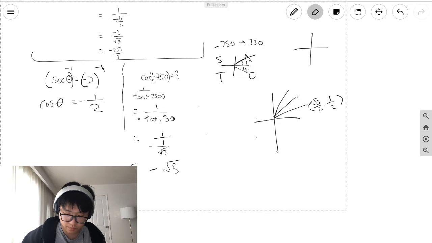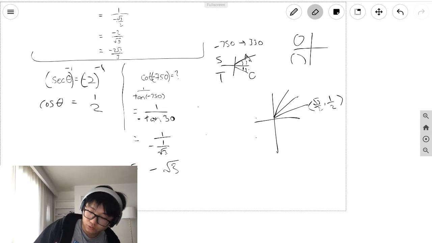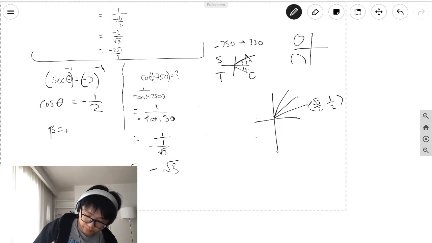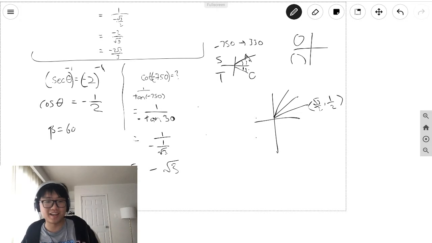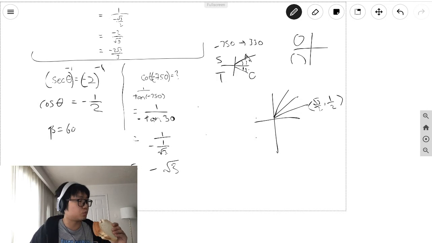Remember, I look for the beta first, right? I don't really care, I just consider that as a positive. So in the first quadrant, what will give me half? Yeah, I think 60. It goes lower and lower, right? Beta is 60. So if beta is 60, then you can go to the quadrants you want for the negatives.